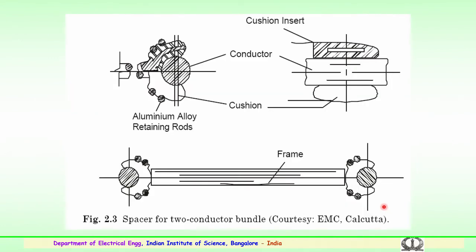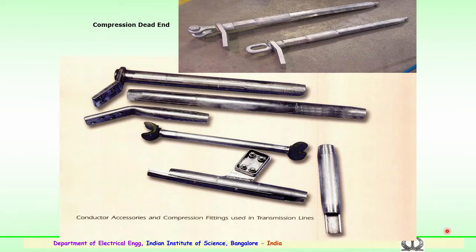So, this is one of the types of spacer, the spacer for 2 conductor bundles. You have one conductor, other conductor. The distance between the conductors, held by the aluminum metal frame spacer, is 450 millimeters, that is 45 centimeters. In India we adopt a 45 centimeter distance between each conductor. This has a cushion which is inserted, with the conductors properly spaced at the 2 ends of the spacer. This is a twin spacer for 2 conductor bundle.